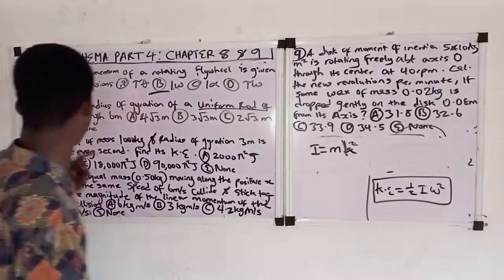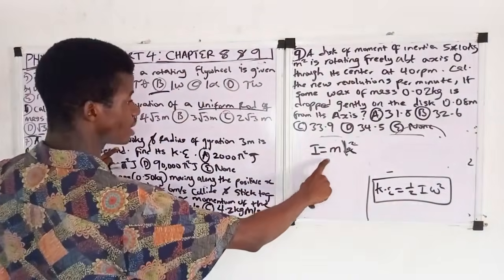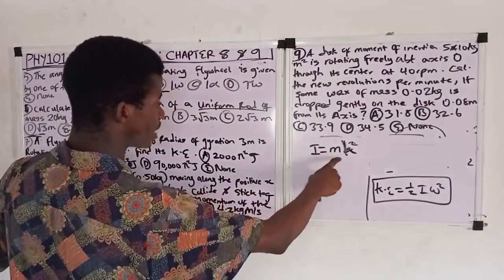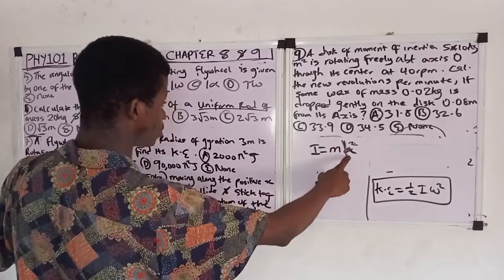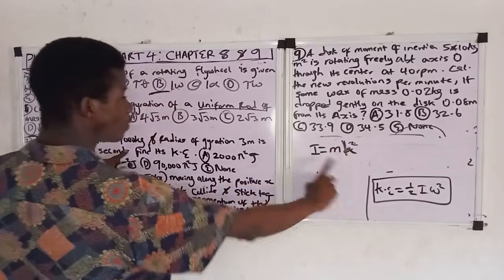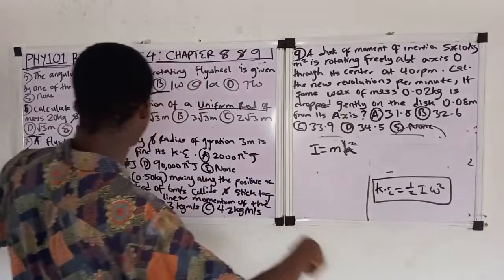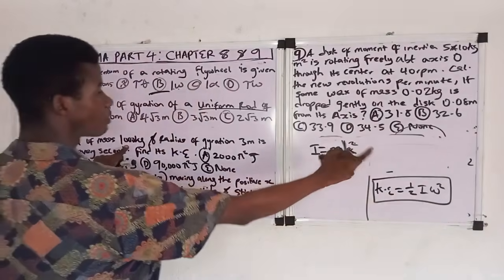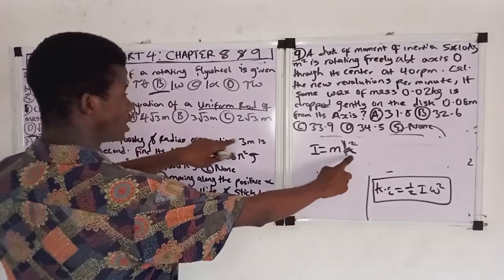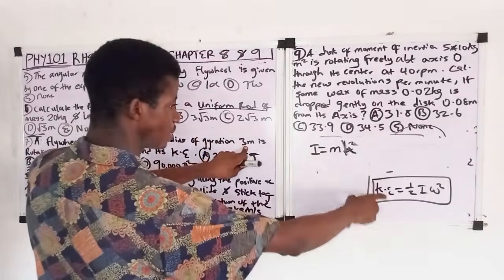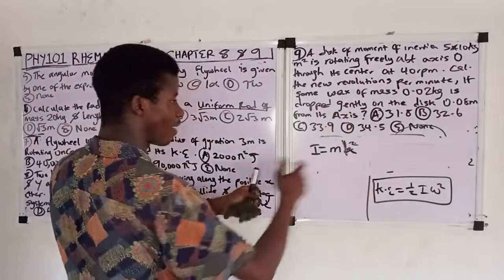They gave us mass. We all know that moment of inertia equals mass times r squared, or mass times the square of the radius of gyration, right? So they didn't give us the moment of inertia directly. They gave it to us indirectly. They gave us mass, which is this, and the radius of gyration, which is this, right? Then let's look for I first.